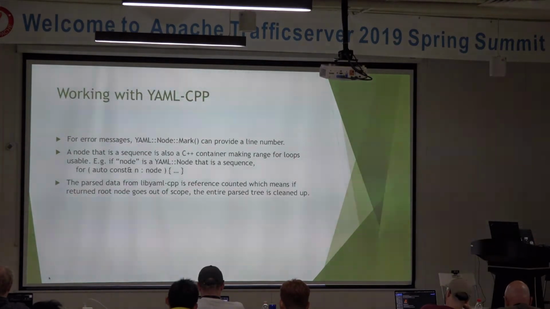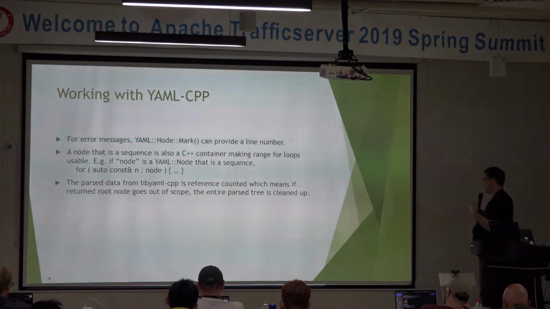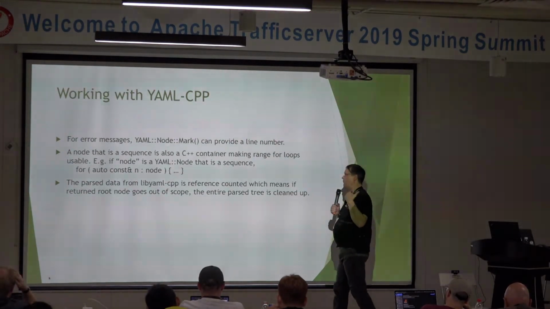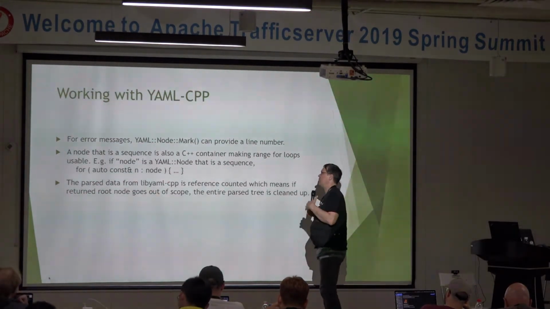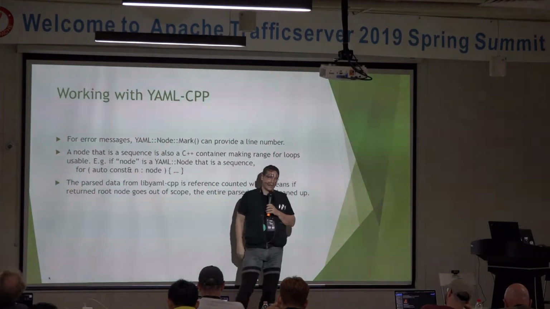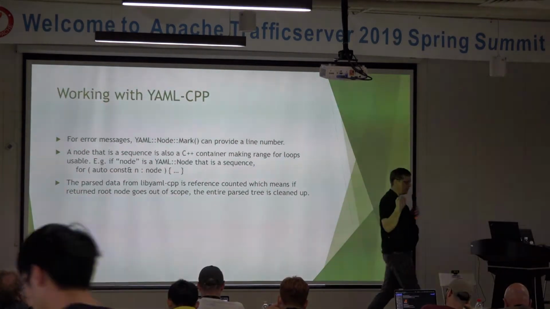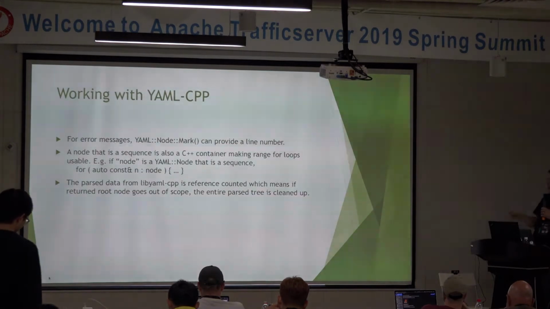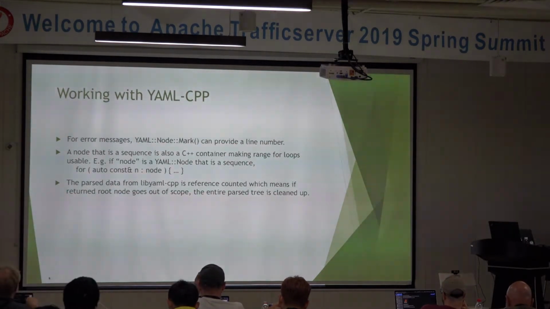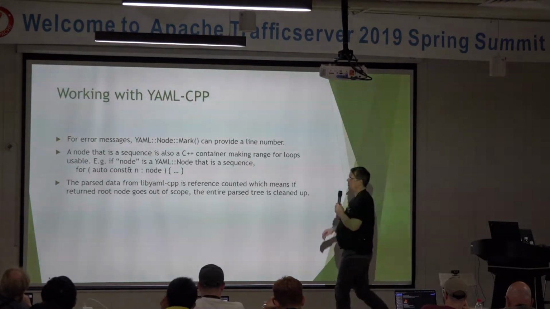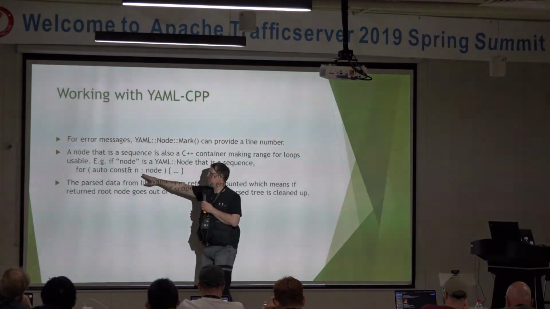So in generating error messages, now this is a big thing for me. I put a lot of work into generating error messages that are as helpful as possible to the administrator. So one of the things to remember is that if you have a YAML node, you can get this mark object, and it has information about what line number, what character number, and other things about the node. You can say, hey, the node on line 17 is wrong. The node acts as a C++ container, so you can do fun stuff like this to iterate over sequences.